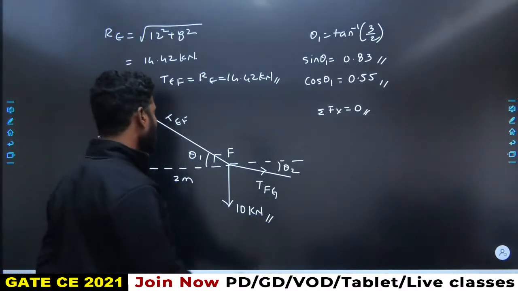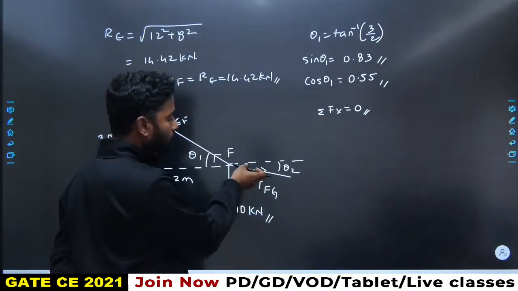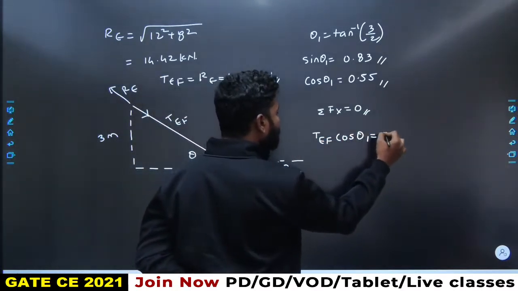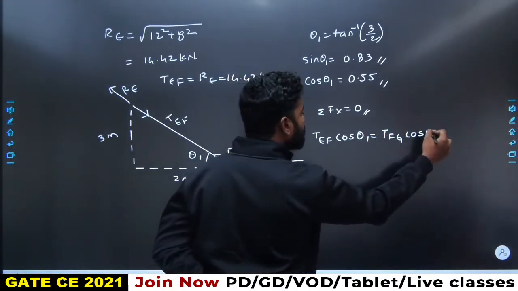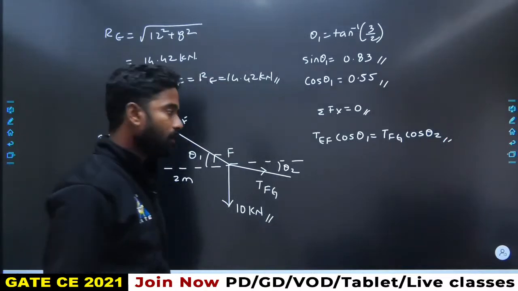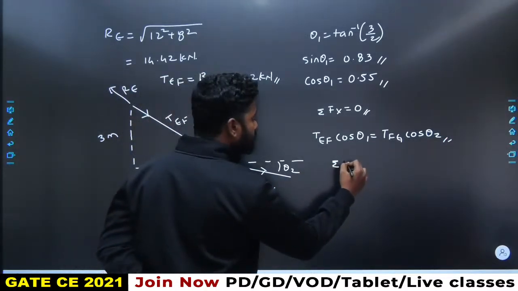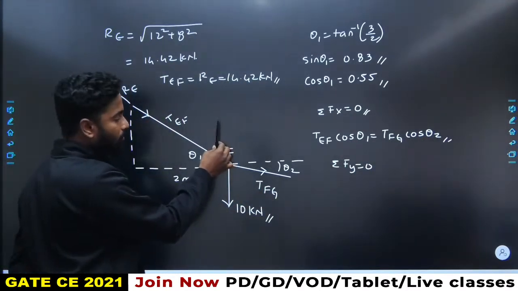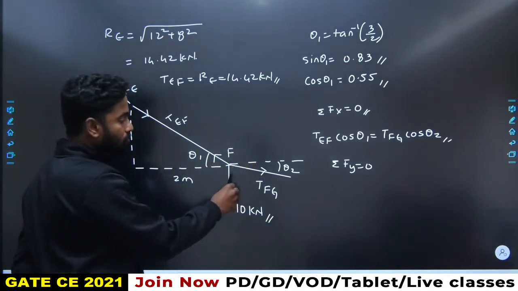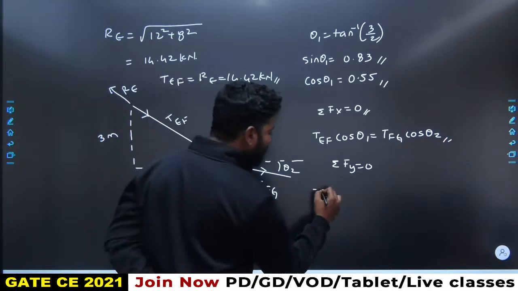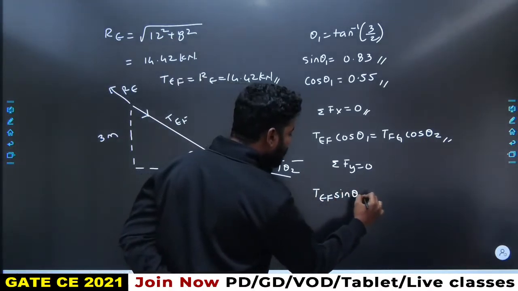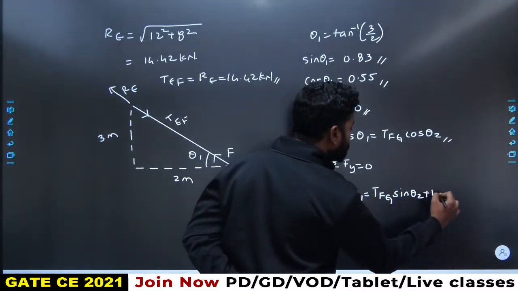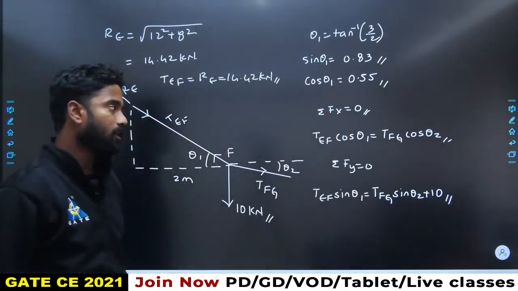If I take sigma Fx equals to 0, TEF cos theta 1 equals TFG cos theta 2. This is one thing. Next, if I take sigma Fy equals to 0, what will I get? TEF sin theta 1 equals TFG sin theta 2 plus 10, both are downwards, right.